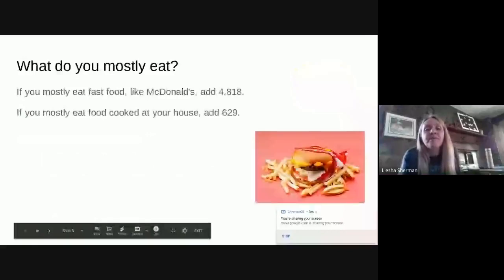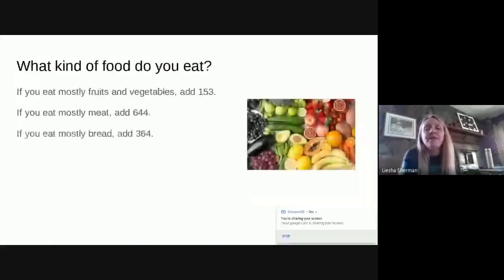What do you mostly eat? If you mostly eat fast food like McDonald's or takeout pizza, you're going to add 4,818. If you mostly eat food cooked at your own house, you're going to add 629. And again, this is just your best estimate. What do you do most of the time? What kinds of food do you eat? If you eat mostly fruits and vegetables, add 153. If you eat mostly meat, add 644. And if you eat mostly bread, add 364.